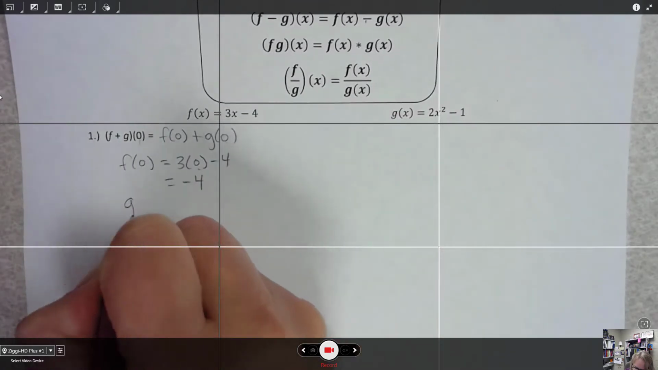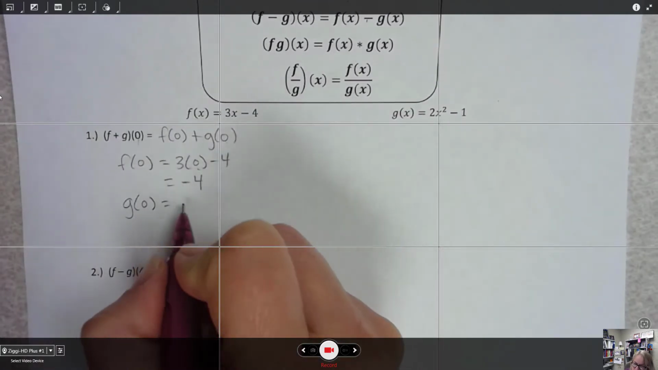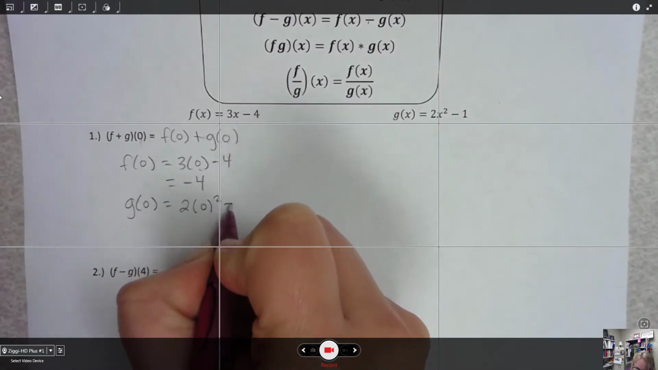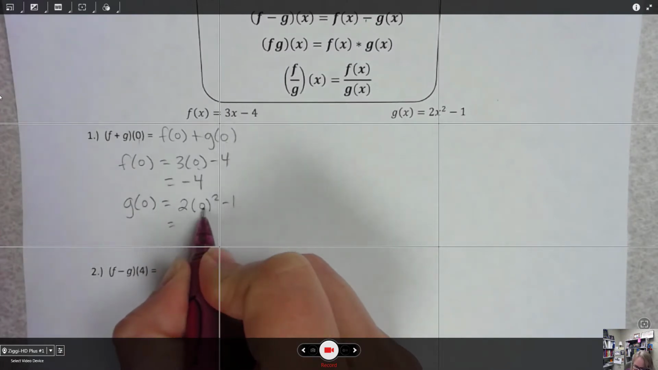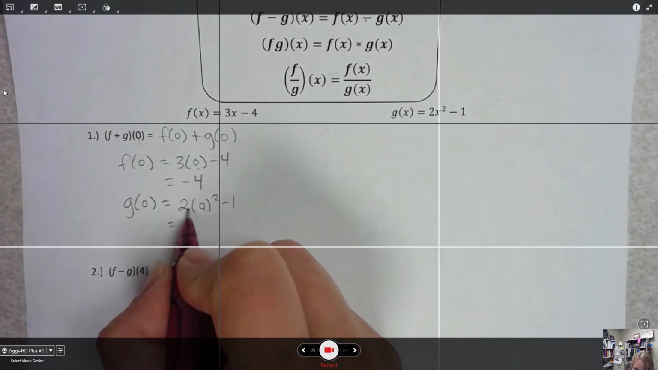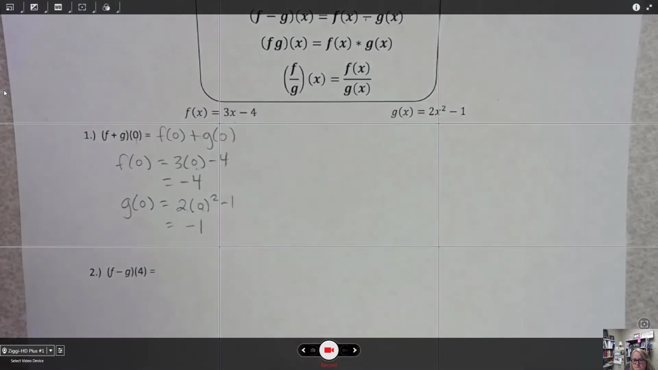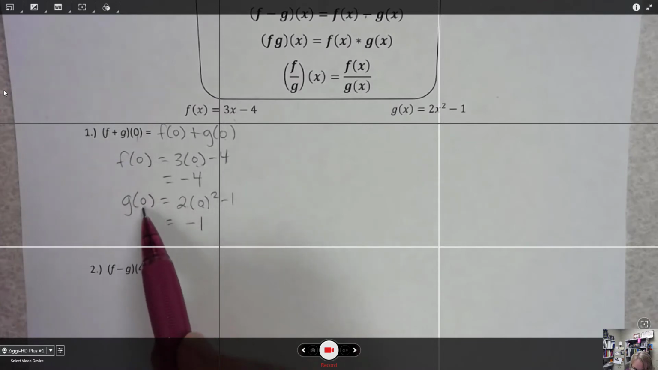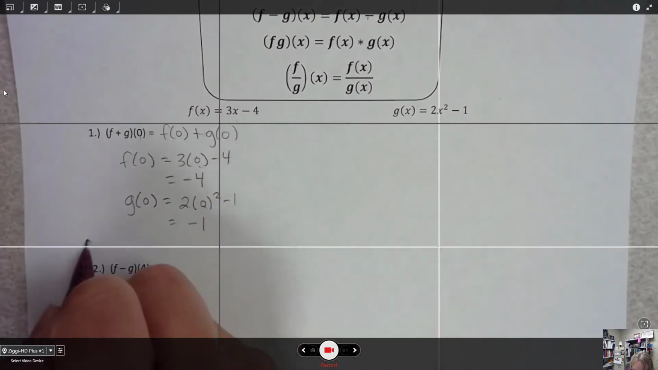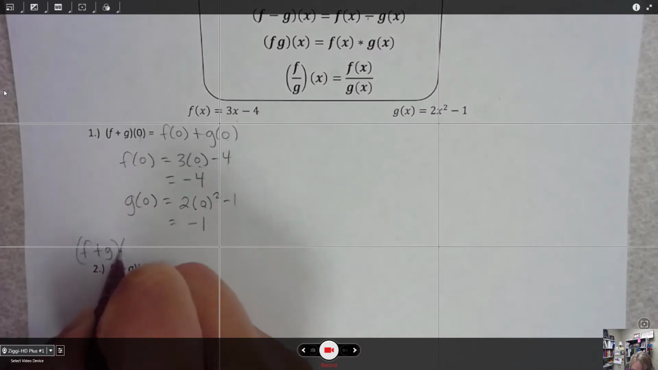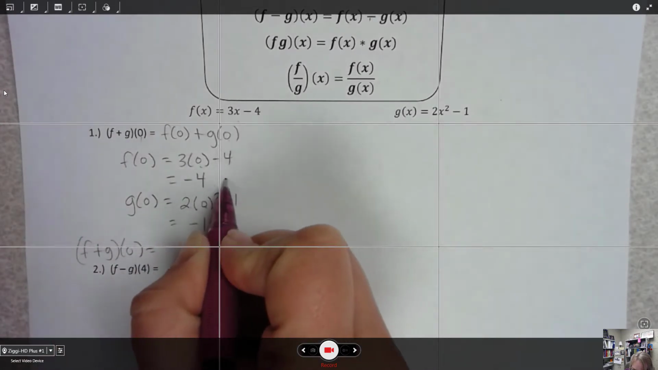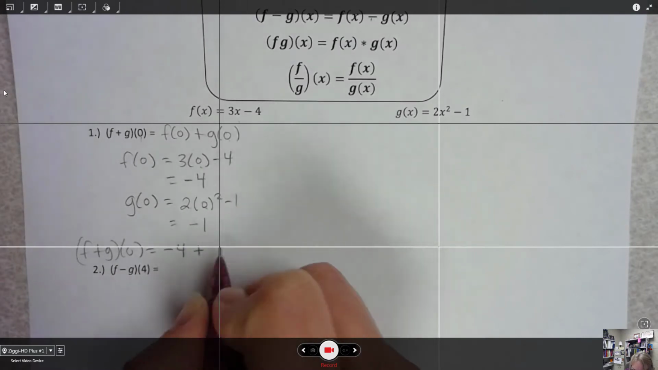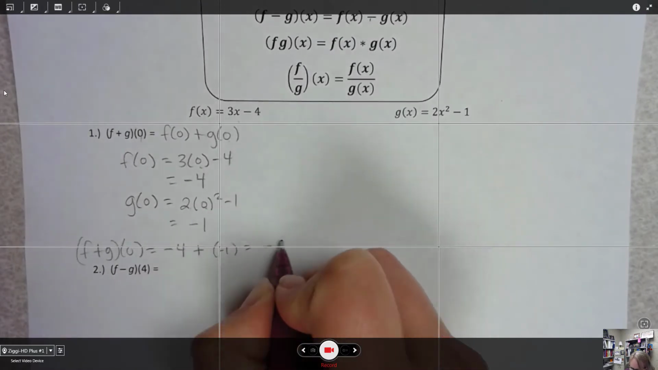Then g of 0, come over to the g function, and everywhere there's an x, we put a 0 in its place. So 0 squared is 0, times 2 is 0, minus 1 makes negative 1. Now I just want to take these two values, f and g, and add them together. So f plus g of 0 would be the f value, negative 4, plus the g value, negative 1, which would give me negative 5.